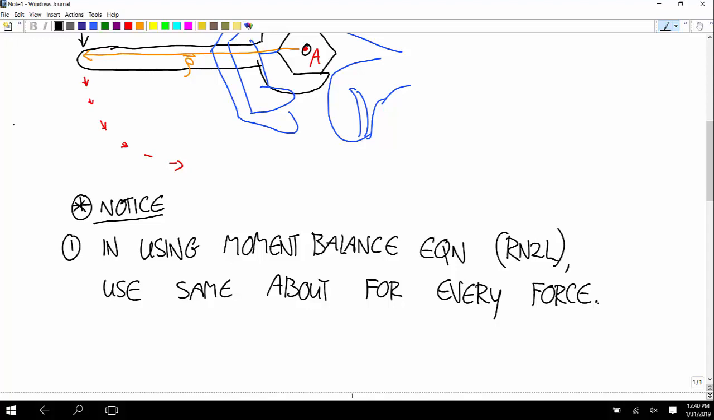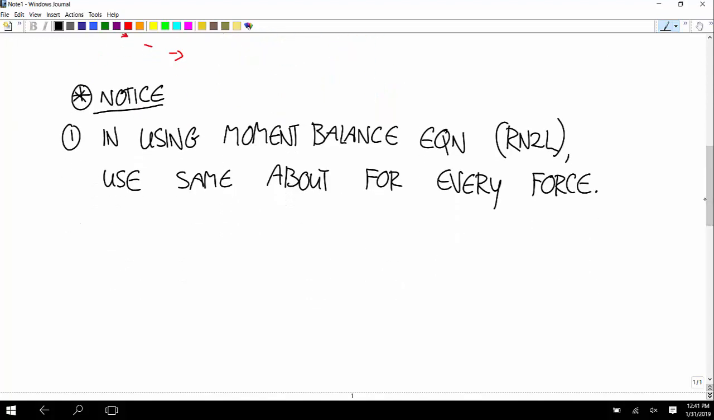Otherwise, you could move the about point to the place where one force is applied. It would produce zero moment. Then you could move it to the place where the next force is applied. That's zero moment, and you never have any moments. And we know that's not true. So yeah, use the same about point, and this is the A that I have drawn in there.